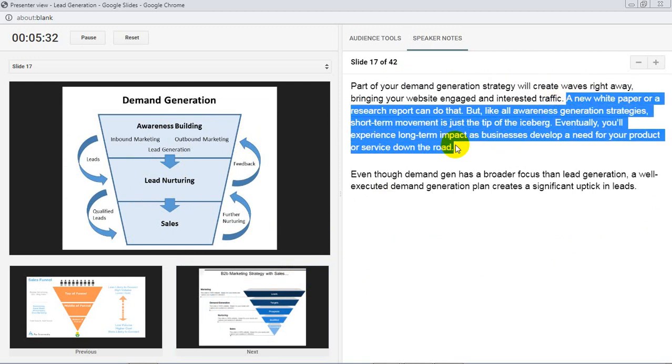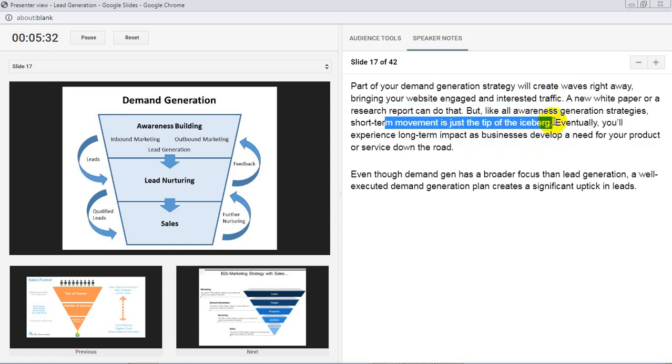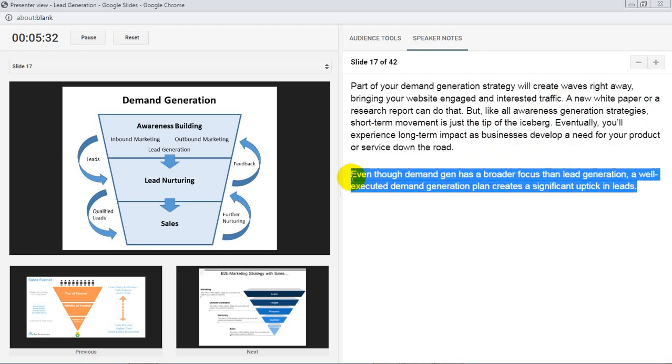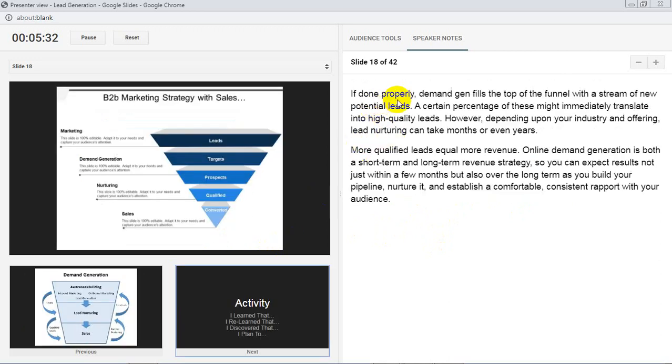But, like all awareness generation strategies, short-term movement is just the tip of the iceberg. Eventually, you'll experience long-term impact as businesses develop a need for your product or service down the road. Even though demand generation has a broader focus than lead generation, a well-executed demand generation plan creates a significant uptick in leads.